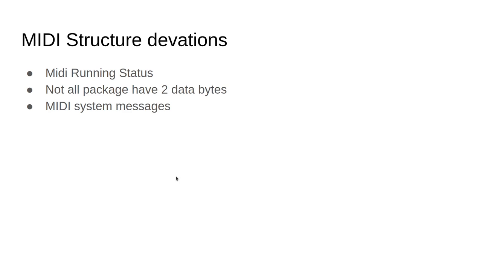So things that deviate from this pattern are the MIDI running status. If the status hasn't changed, you can just keep sending just the data bytes. And this is useful to increase the amount of messages you can send, because you can decrease your message size by 1 byte, which is a lot when it's only 3 bytes long. You just have to have 2 bytes. Some only have 1.